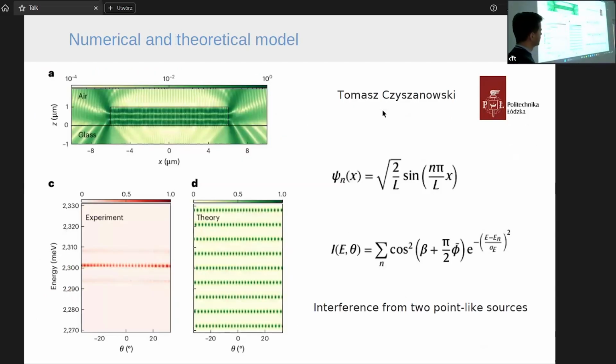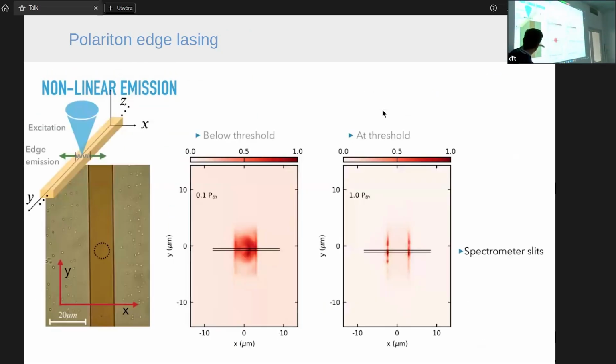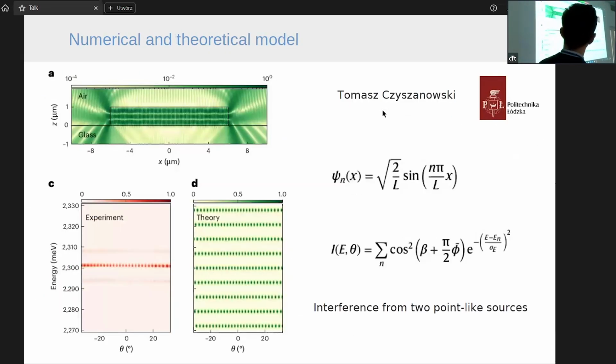And we can also theoretically describe this system. What you can see is the cross section through this waveguide. This is the view from the top, and now we just make a cross section in this direction. This is the result of simulations. You can see there are very many peaks of the standing wave, which is photons bouncing between the edges of the sample.